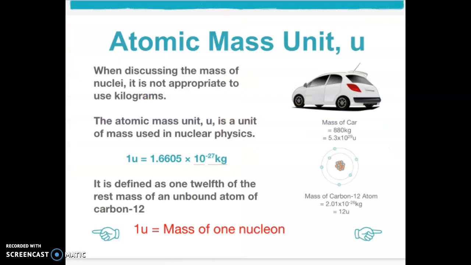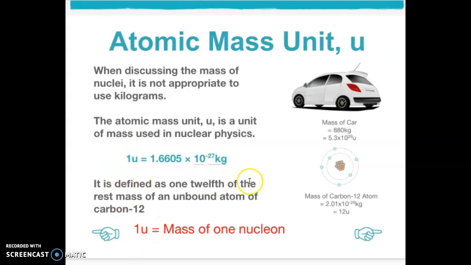Let's introduce this atomic mass unit u first. 1 u is equivalent to 1.6605 times 10 to the minus 27 kilograms. This allows us to manipulate numbers much more easily because we're dealing with numbers that are so tiny. This enables an abbreviation and it makes the maths a little bit easier to handle.